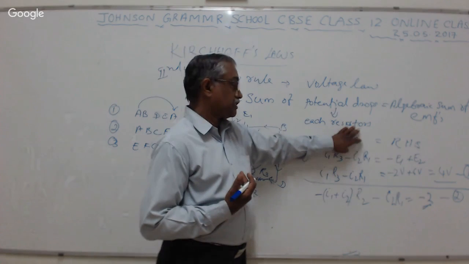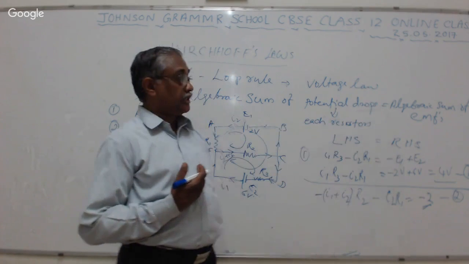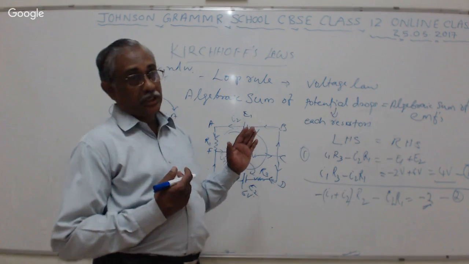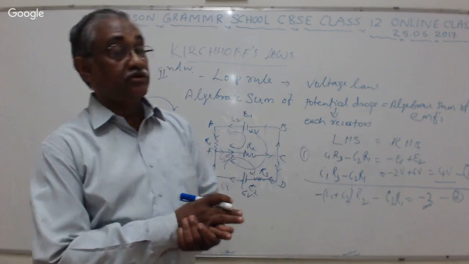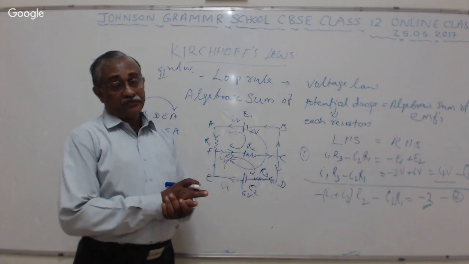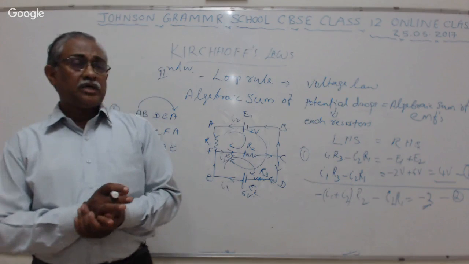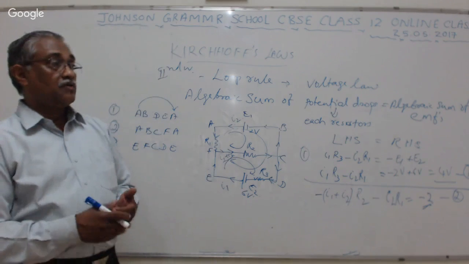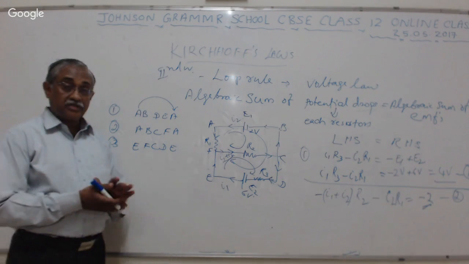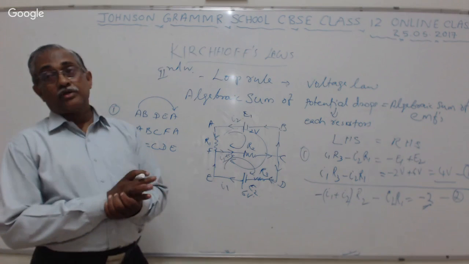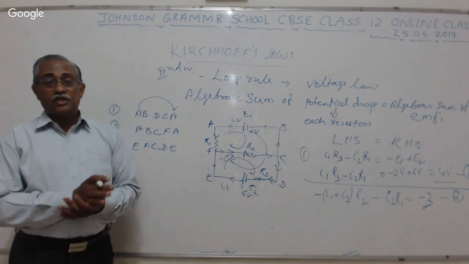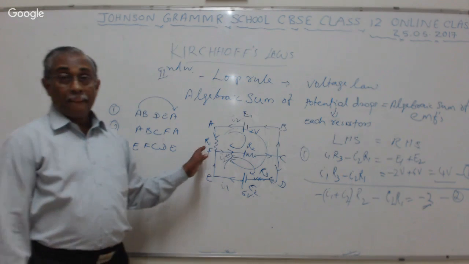So let LHS equal RHS, and you can make the equation easily. The algebraic sum of potential drops in each part of the circuit, each resistance, is equal to the algebraic sum of EMF. This law mainly follows the law of conservation of energy. What is the conservation of energy? Energy can neither be created nor destroyed. The first law we saw was the conservation of charge; now here it is conservation of energy.